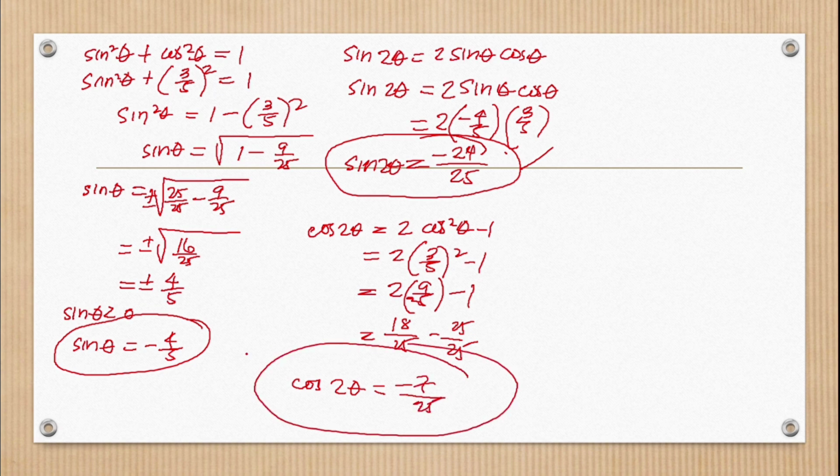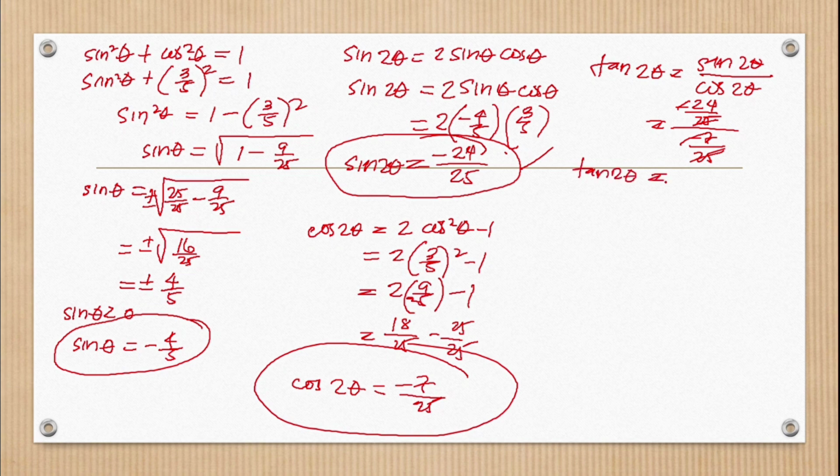So this is the value for our cos 2 theta. To find tangent 2 theta, we have two formulas. Tangent 2 theta is equal to sine 2 theta over cosine 2 theta. Given here, sine 2 theta is equal to negative 24 over 25, over negative 7 over 25. So cancel here the negative as well. Therefore, tangent 2 theta is equal to 24 over 7. That's the answer for tangent 2 theta.